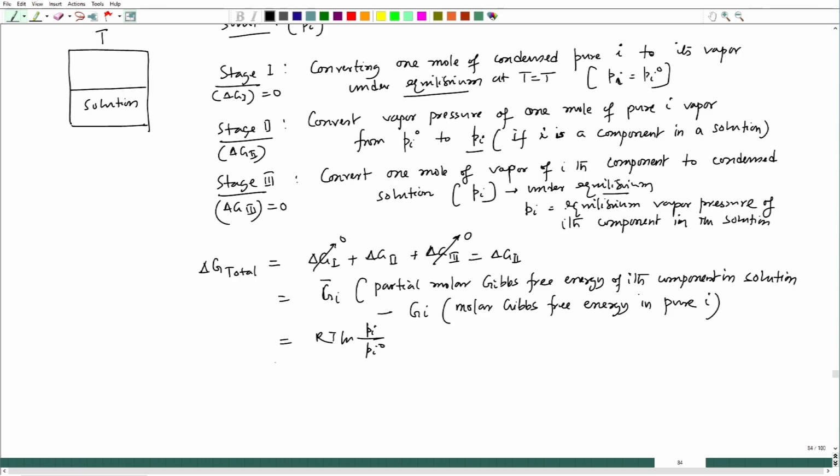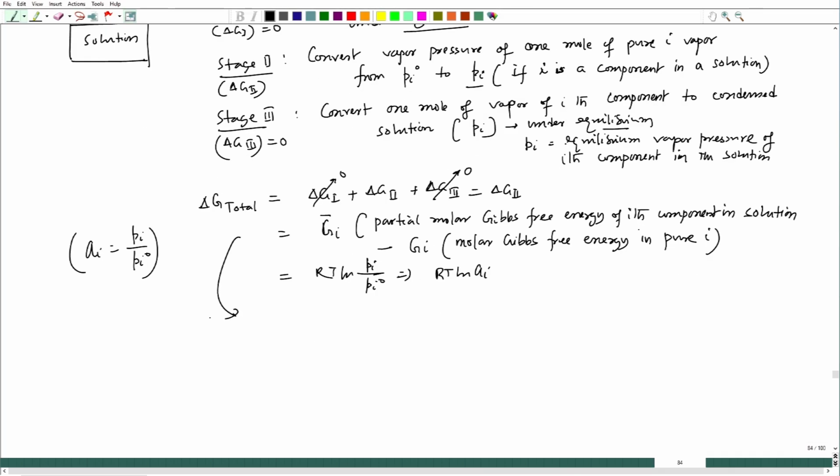Since we know activity of I equals P I divided by P I naught, I can write it as RT ln activity of I. This can also be written as G I bar minus G I naught. Why? Because this G I naught can be taken as the standard state. Since we are talking about saturated vapor pressure under pure condition at a particular temperature T, we take it as a reference state. So, that becomes a standard state, and this is for the pure condition. So, this should be equal to RT ln A I, and we have taken 1 mole. So, that is what becomes true.